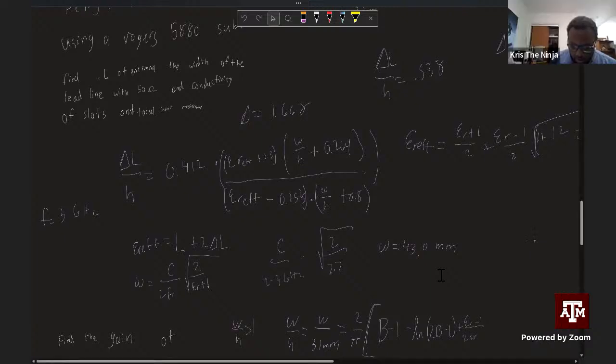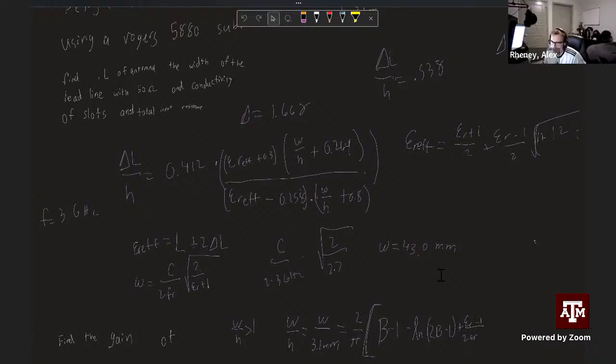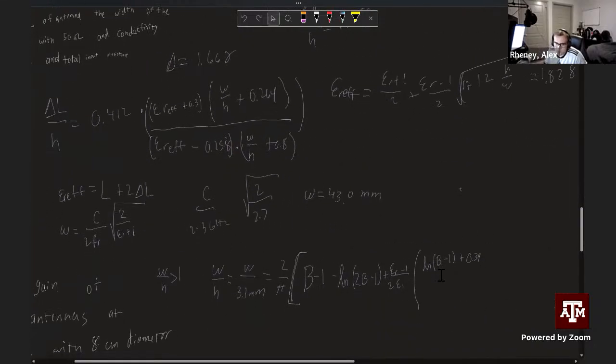So I'm still at epsilon r minus 1 over 2 epsilon r, and then times another big parentheses: ln of B minus 1, and the parentheses for that plus 0.39, and then minus 0.61 over epsilon r, and then end big parentheses.